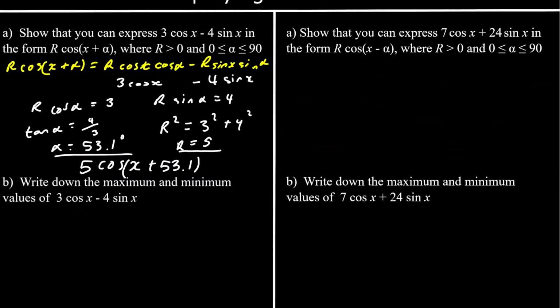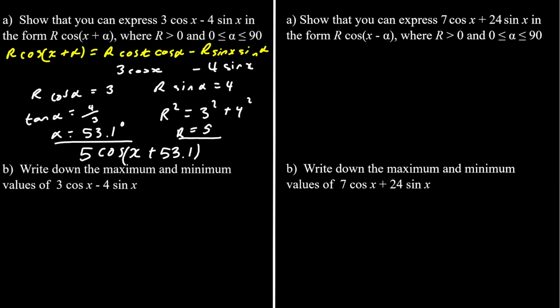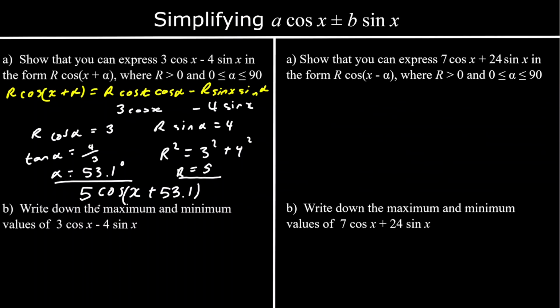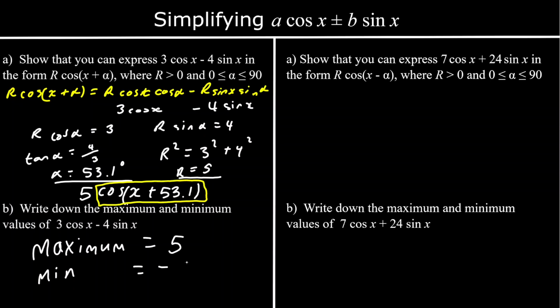Write down the maximum and minimum values of 3 cos x minus 4 sine x. So the cos part can go between 1 and -1. So if we times it by 5, the maximum is 5 and the minimum is -5.